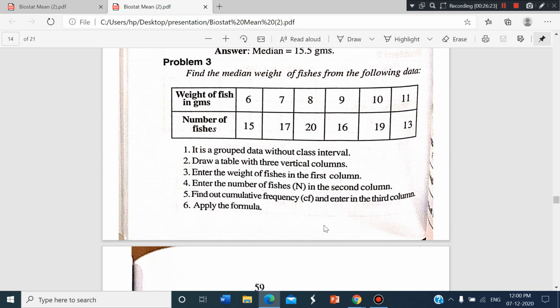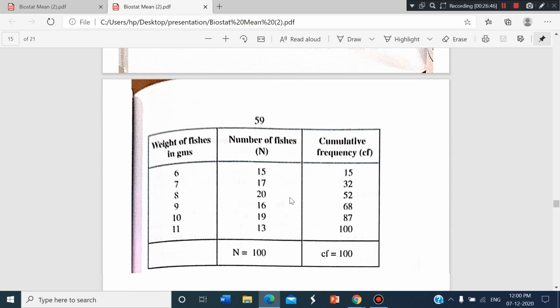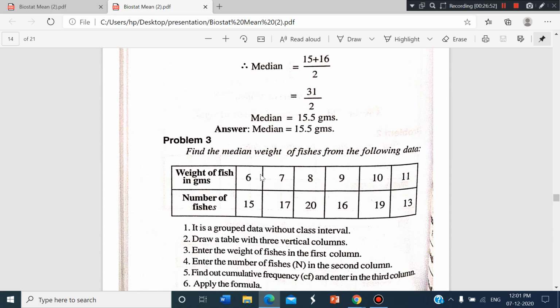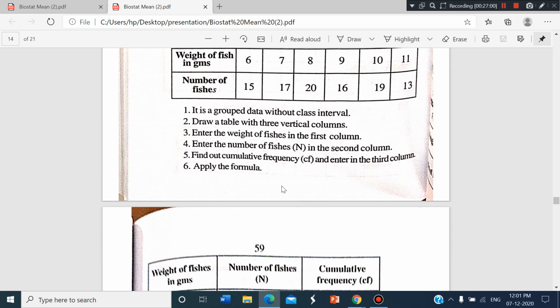Now you have to draw a table with 3 vertical columns where the data is properly represented. Enter the weight of the fish in the first column and the number of fishes in the second column. In the third column, find the cumulative frequency and enter it. Then apply the formula. Weight of fishes: again, here it is already in ascending order, weights 6, 7, 8, 9, 10, 11.